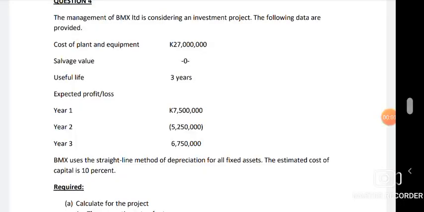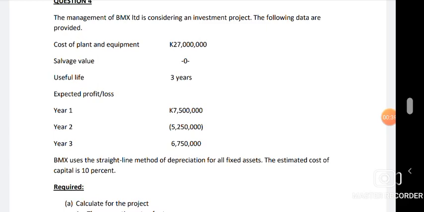So we are trying to look at this particular question on capital budgeting. The management of BMX Limited is considering an investment project. The following data are provided. Cost of the plant is 27 million, salvage value is 0, useful life is 3 years, expected profits or loss for the years as follows. BMX uses the straight line method of depreciation for all fixed assets. The estimated cost of capital is 10%.